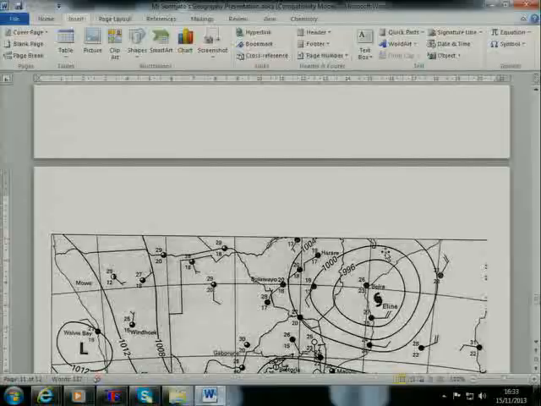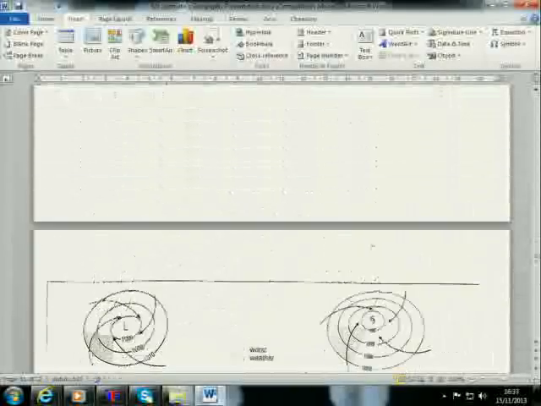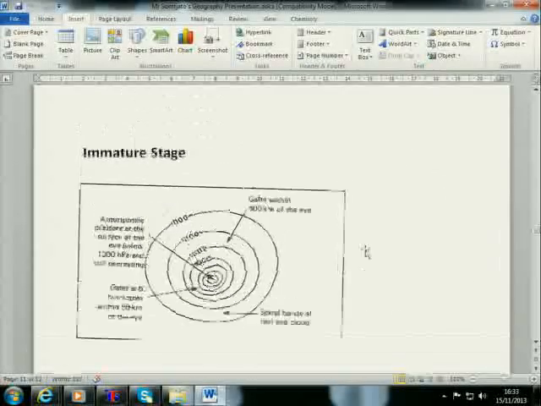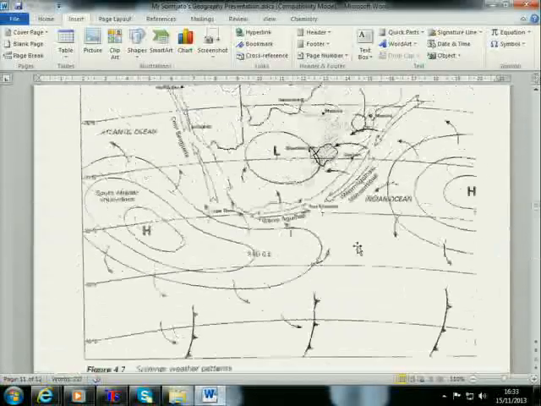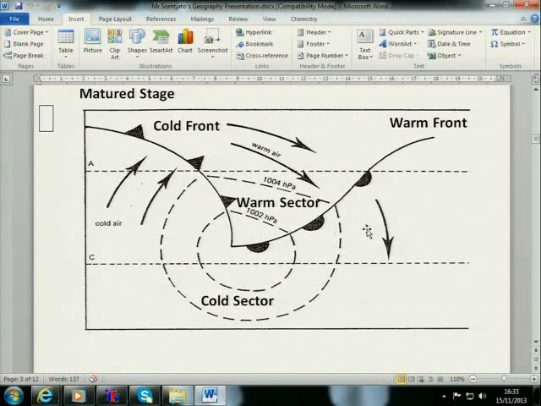I said that this is where learners are supposed to know what is happening. It is very much important to know the stages, especially the mature stage of the mid-latitude cyclone. I just want to remind you on that. The cold front, the warm sector, and the cold sector. Please do not confuse the names and so on.